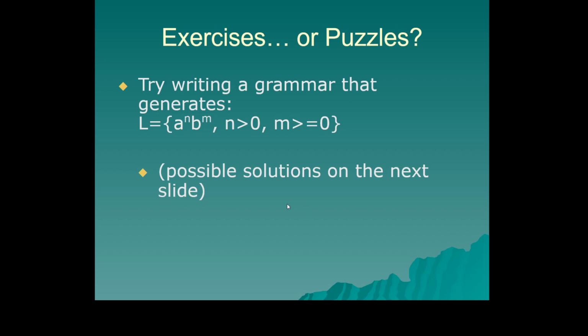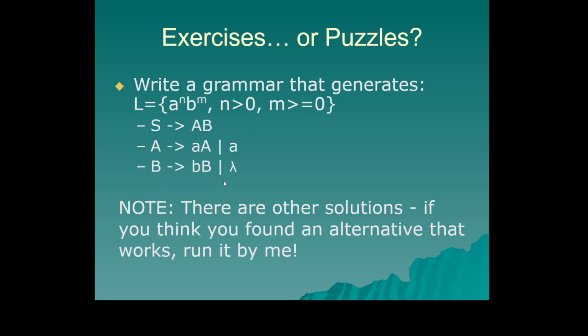Instead of a limited example, let's do A to the N, B to the M, where N is greater than 0 and M is greater than or equal to 0. So one or more A's followed by 0 or more B's. Well, wait a second. This is just another way of writing the problem we already solved.